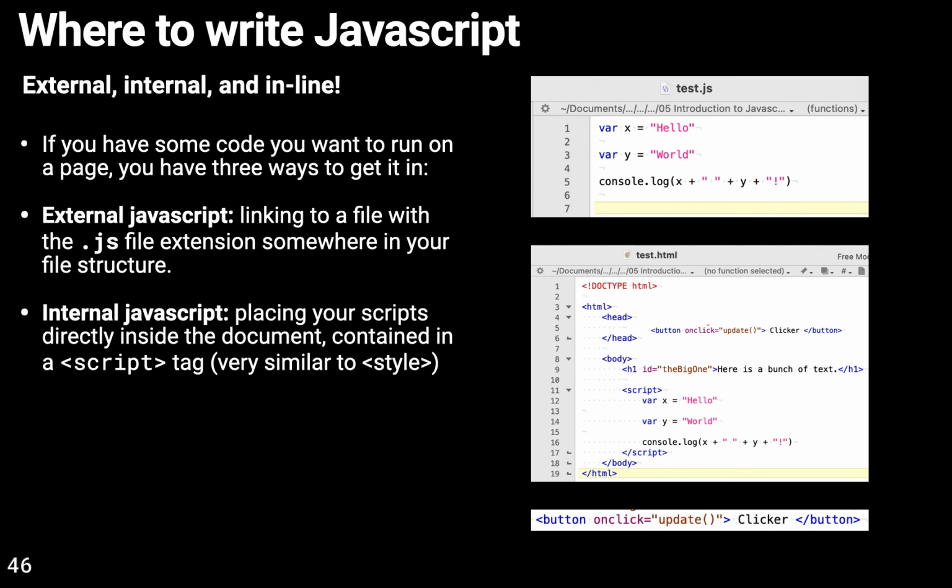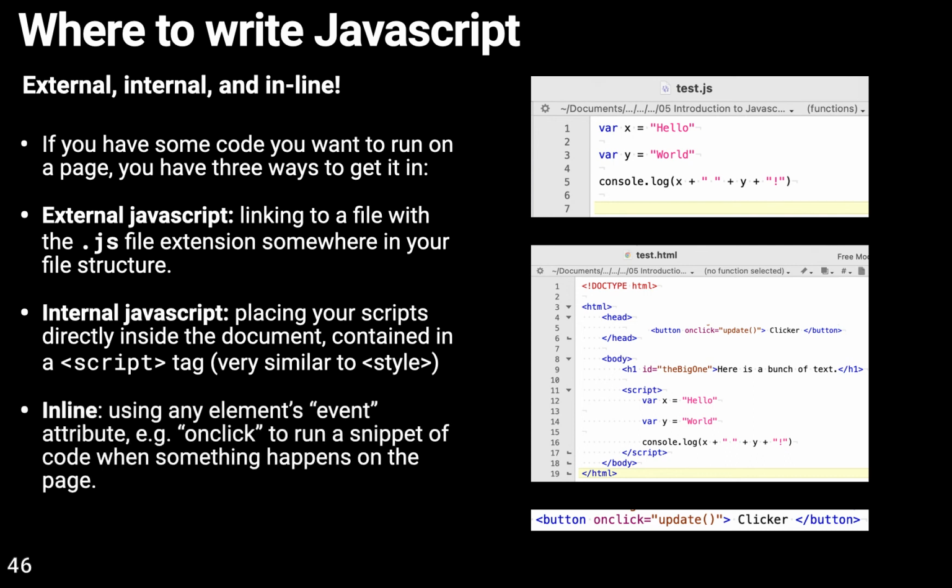You can see here in the middle example, that's the big one, right? And in that one, I've put the script right there, right after, inside the body. It's just the var x, var y, and a bunch of stuff, right? And then inline. So you can actually use any element's event properties, for example, the onClick attribute, to run a snippet of code when something happens on the page, for example, when you click a thing.